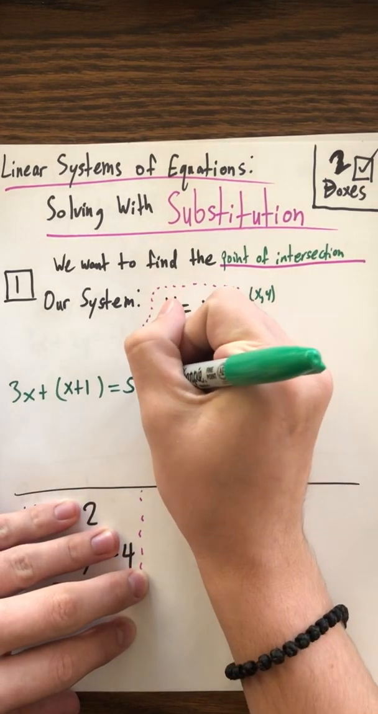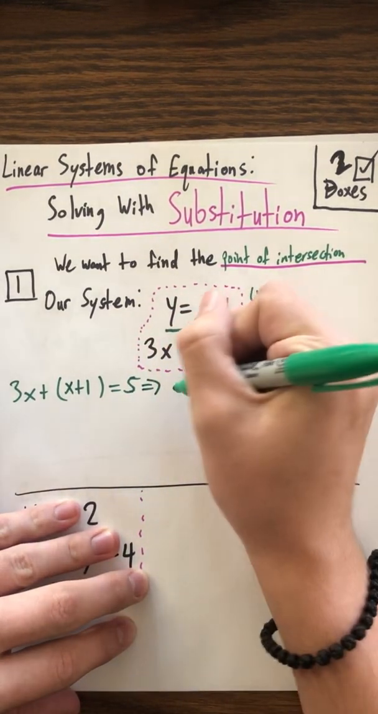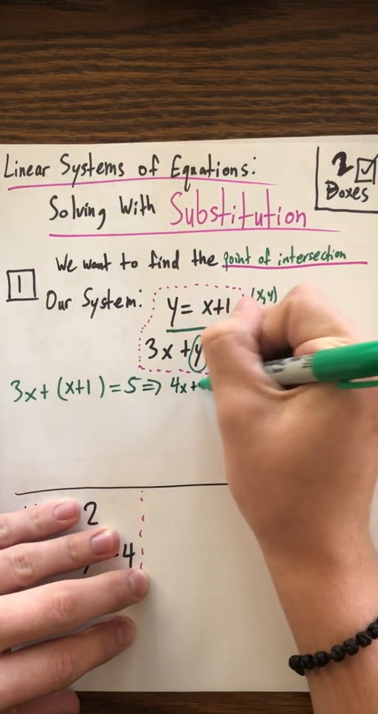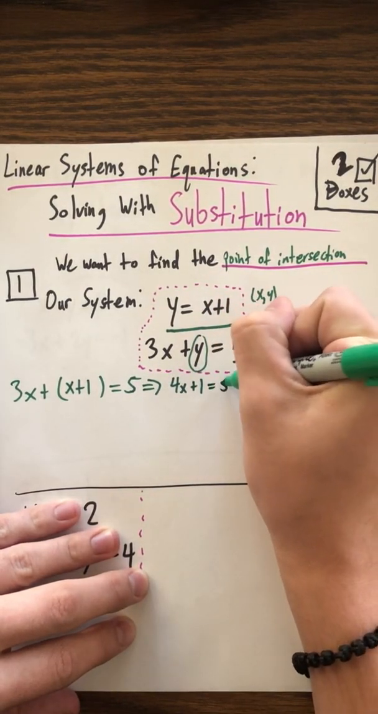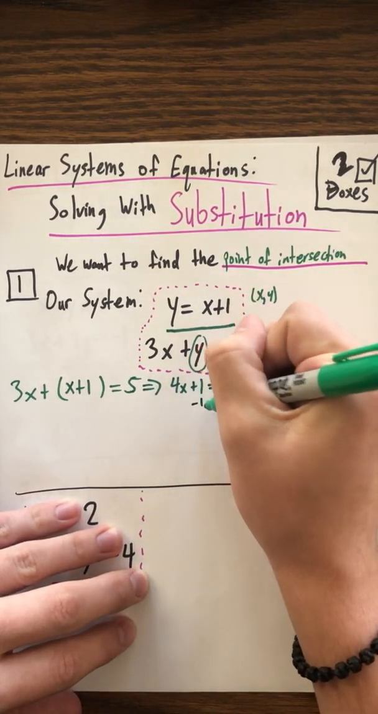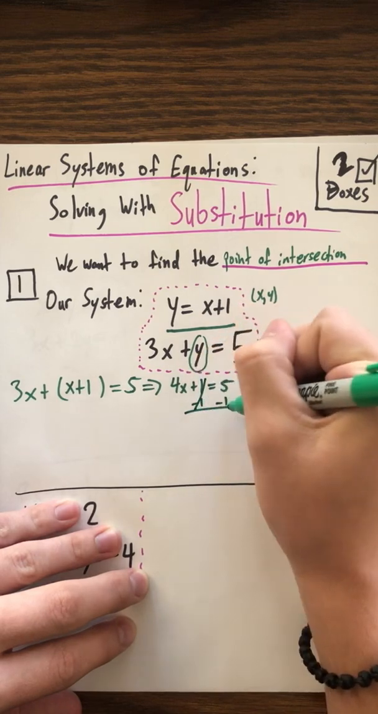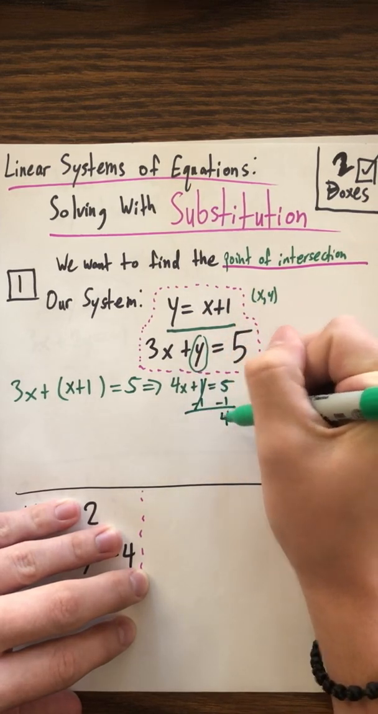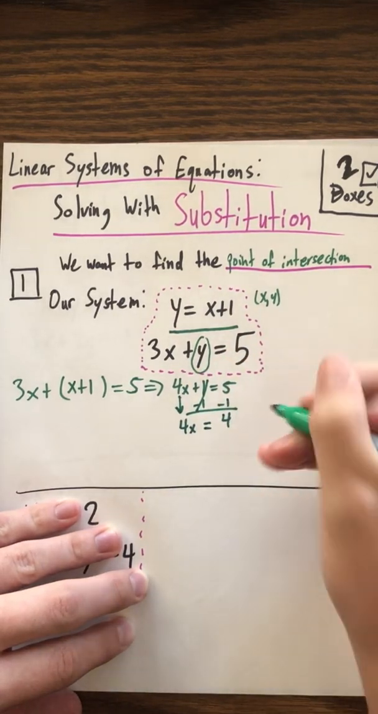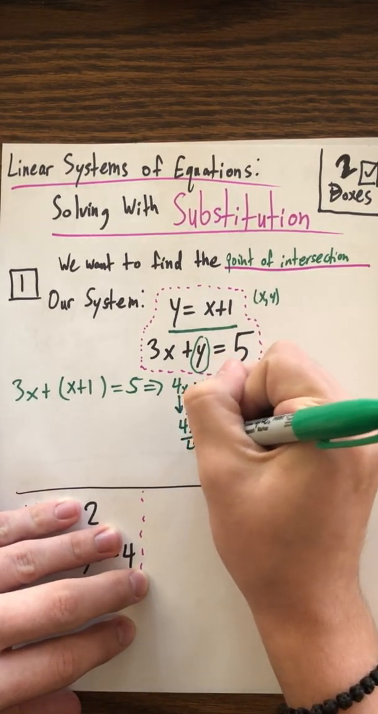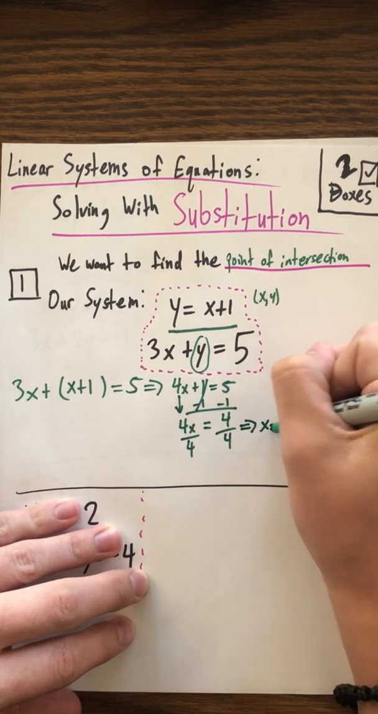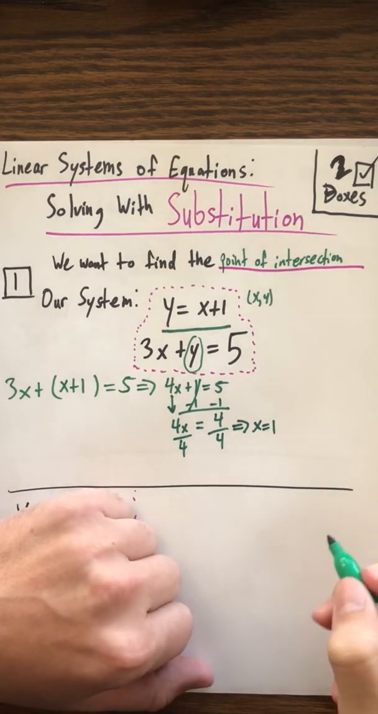So then from there, we can simplify, and we can say 3x plus x is 4x. And then we still have that 1, can't forget about it, and that equals 5. So now we're just solving a linear equation. So we're going to subtract 1 from both sides. Those will cancel, and we're left with 4x equals 4. Then all we have to do is divide by 4 on both sides, and that tells us that x equals 1.